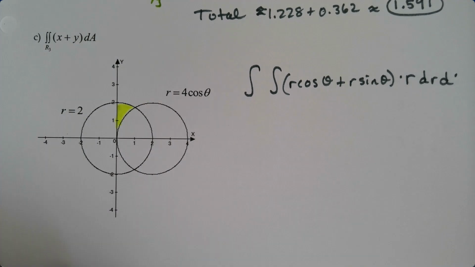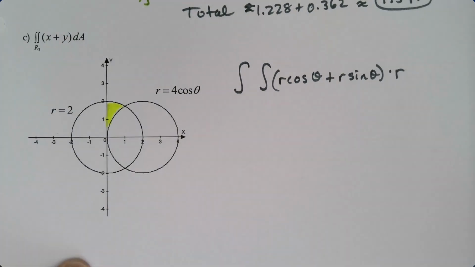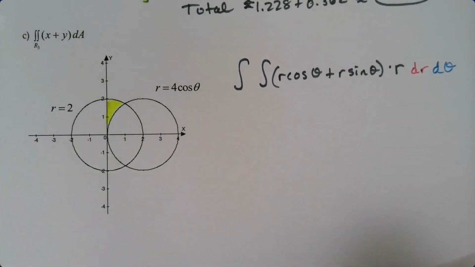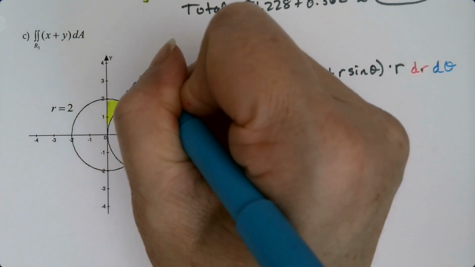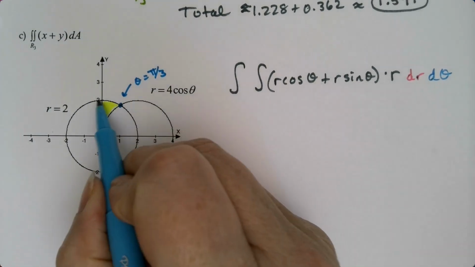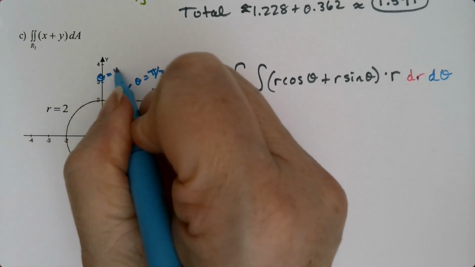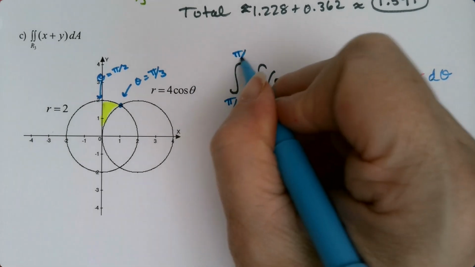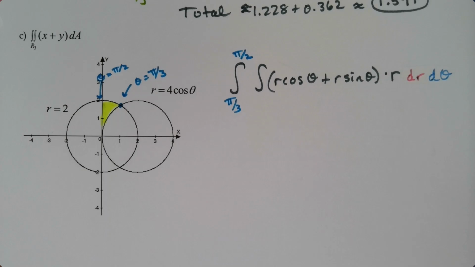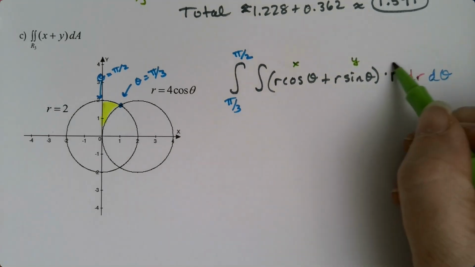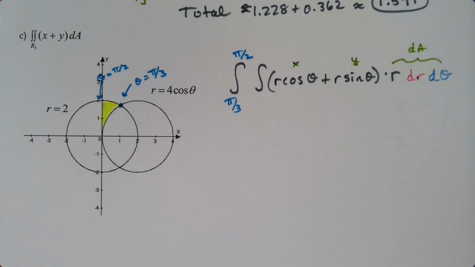Oops, and I'm going to change those to colors. dr d theta. All right, we already know that this is theta equals pi over 3. We've already found that. So we actually know both of these because we know that this up here is theta equals pi over 2. Right? So we know we're going from pi over 3 to pi over 2 for our two theta values. No problem. And again, this was x, this was y, this is dA. Just in case you lost sight of that.